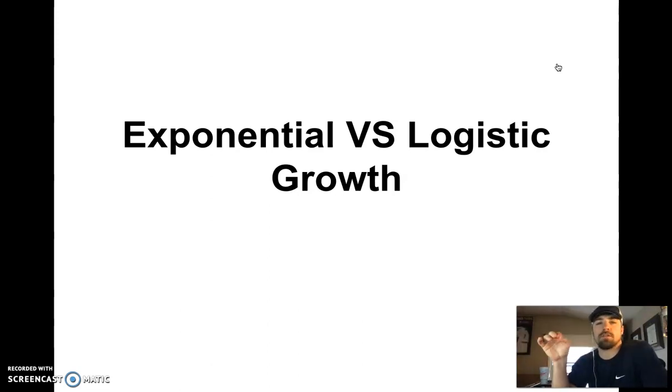So now what we're going to look at is, when we look at a graph of populations changing, we designate two different types of graphs, and that is exponential and logistic. This is going to get really mathy for you, and hopefully you already know these terms, and it's fairly easy for you to understand.